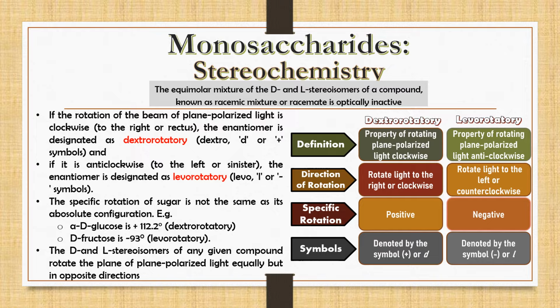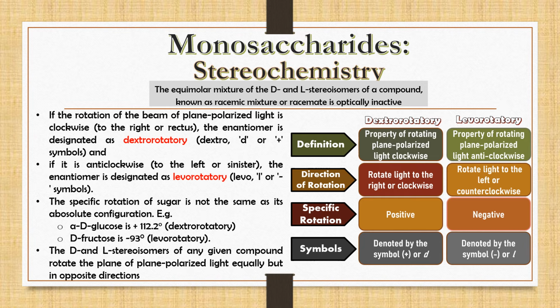For example, the specific rotation of D-glucose is plus 112.2 degrees, which makes it dextrorotatory. And that of D-fructose is minus 93 degrees, which makes it levorotatory. So even though they are both D monosaccharides, glucose is dextrorotatory while fructose is levorotatory.